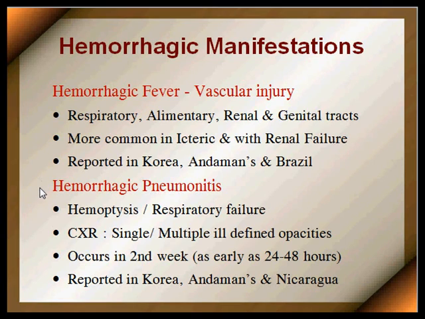Hemorrhagic pneumonitis with hemoptysis, acute respiratory failure, chest X-ray may show single or multiple ill-defined opacity. Picture similar to atypical pneumonia, occurs in the second week or as early as 24 to 48 hours in some cases, usually occurs in the second week. Of course, hemorrhagic pneumonitis or aseptic pneumonitis picture is reported from Korea, Andamans and Nicaragua.